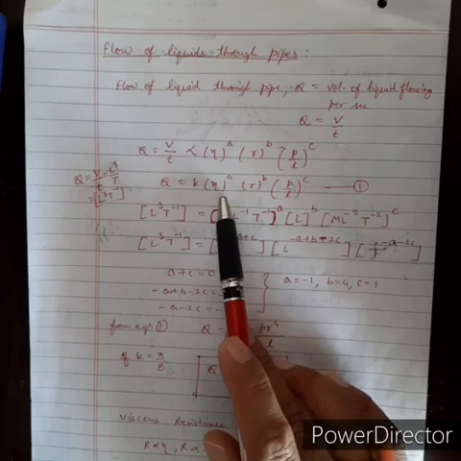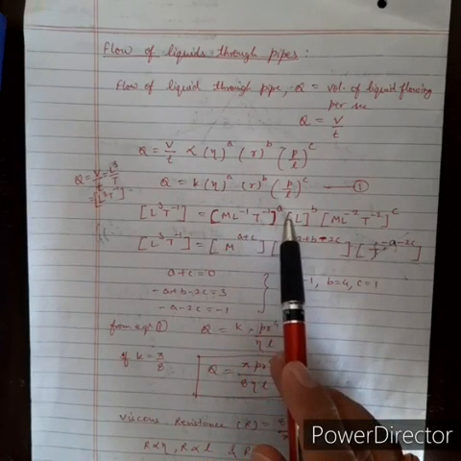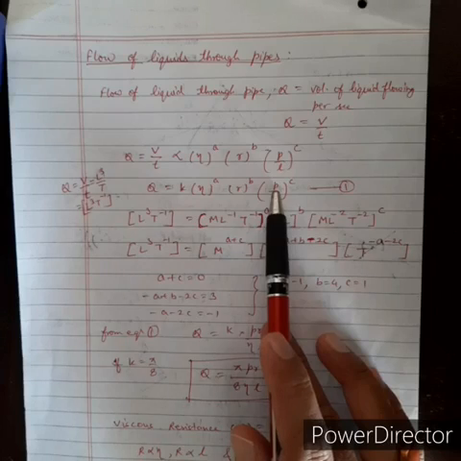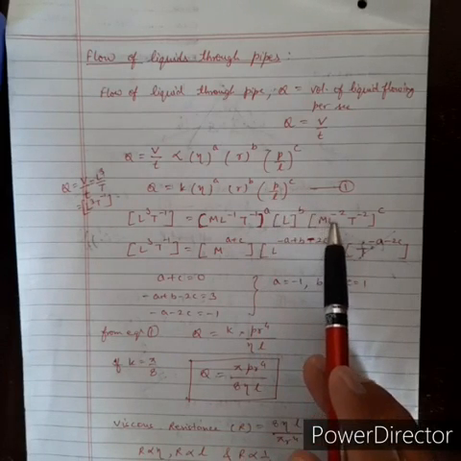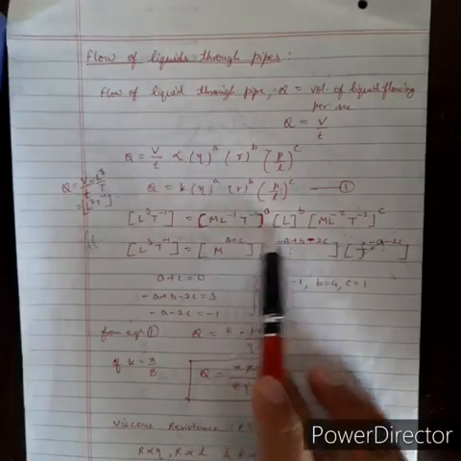Okay, then the viscosity of the liquid, eta, I have written as M L to the power minus 1 T to the power minus 1. Then the radius dimension is L, and P by L is the pressure gradient. The dimension of this pressure gradient is M L to the power minus 2 T to the power minus 2. Okay, so I am opening the bracket here.